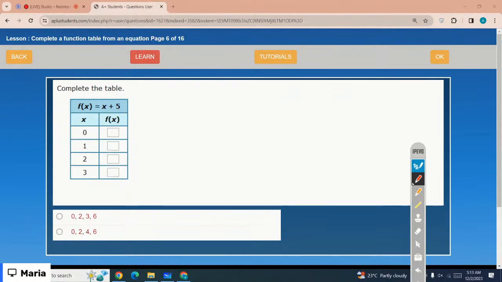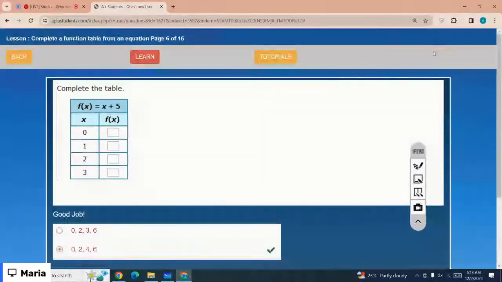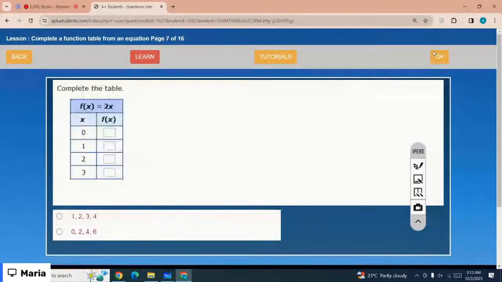Okay, you're not given the correct option, so you can select any of the options, right? Okay, the next one is f of x equals 2x. So which is the correct option?